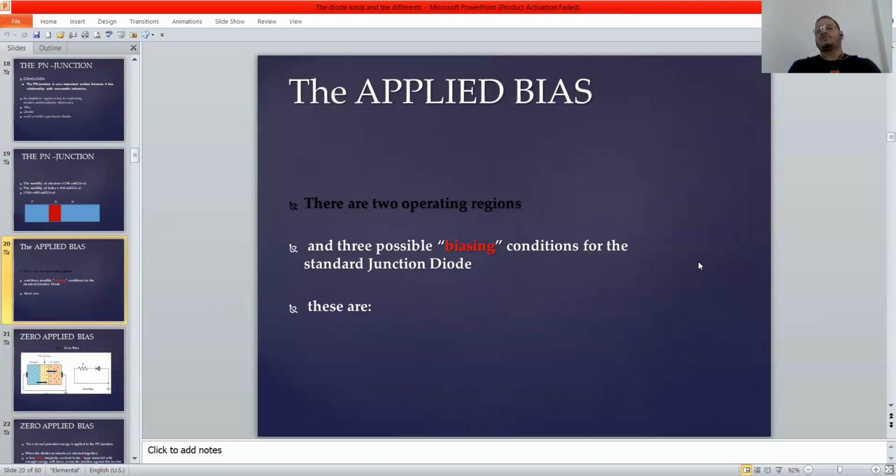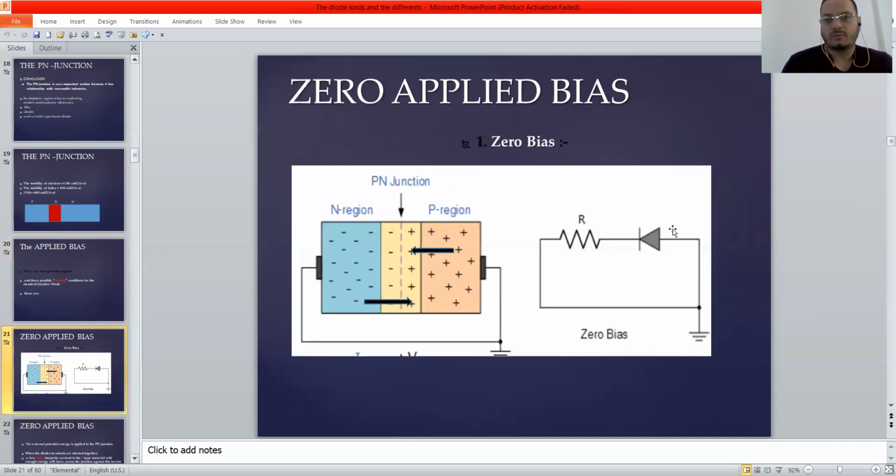Now we will focus on three bias kinds. Number one, zero bias. Two, forward bias. The last one is reverse bias. Let's go directly to zero bias. What does zero bias mean? That means we didn't connect the p-n junction to a power source. We just connect the two terminals of this p-n junction to the same point, and after that to the earth terminal, like that. And we will see no more diffusion from the two sides.